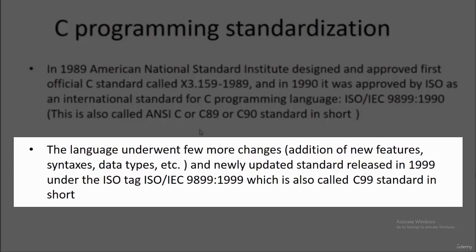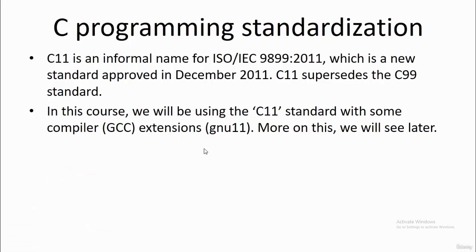The language underwent a few more changes, like addition of new features, new syntaxes, data types, etc. A newly updated standard was released in 1999 under the ISO tag, this one, which is also called the C99 standard in short. In December 2011, ISO released a new standard under this tag name, which is also called the C11 standard. C11 supersedes the C99 standard. In this course, we will be using the C11 standard, which is actually the compiler default with some compiler extensions. Collectively, we call it GNU 11.